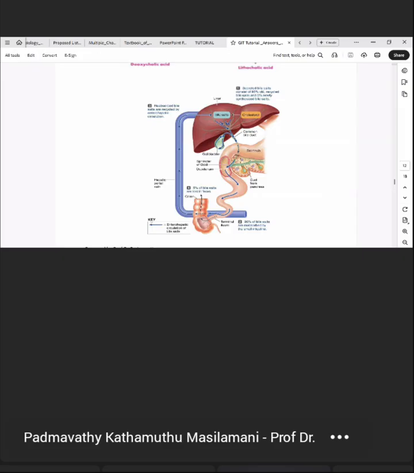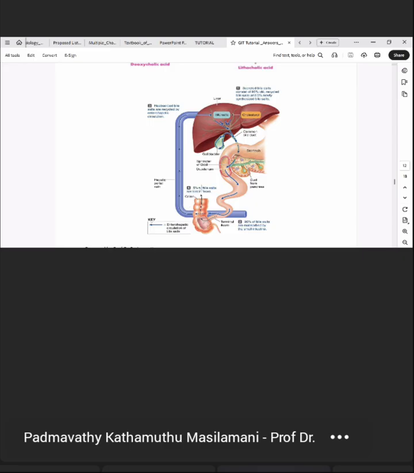When bile is secreted into the small intestine, it opens into the second part of the duodenum, then goes to the terminal ileum. In the terminal ileum, almost 95% of the bile salts are reabsorbed. Only 5% is excreted in the feces.